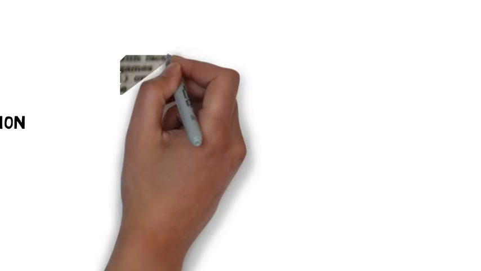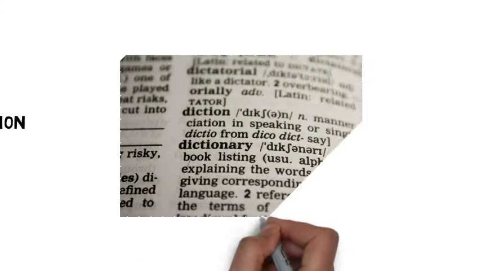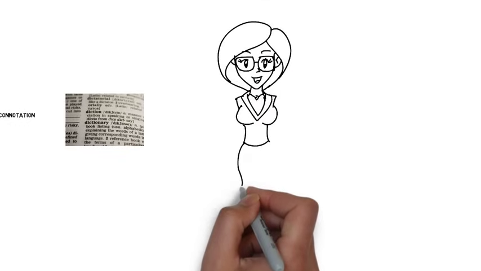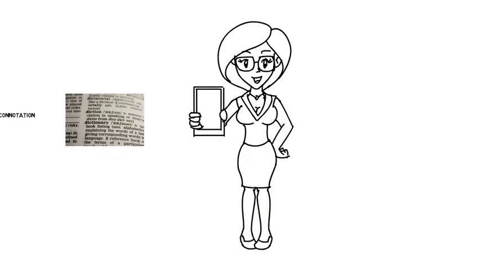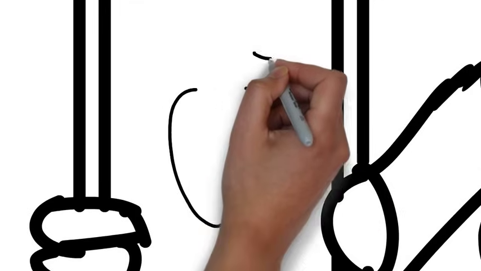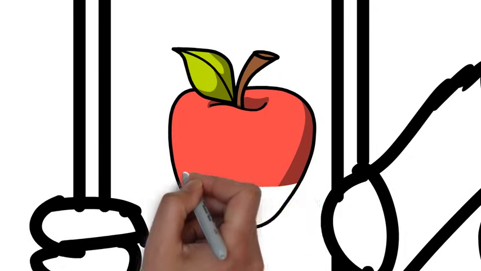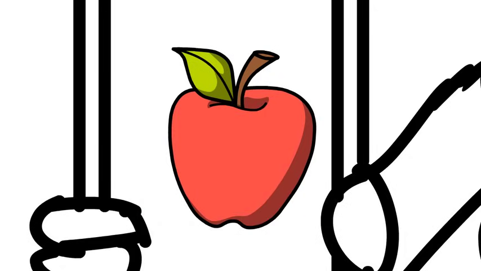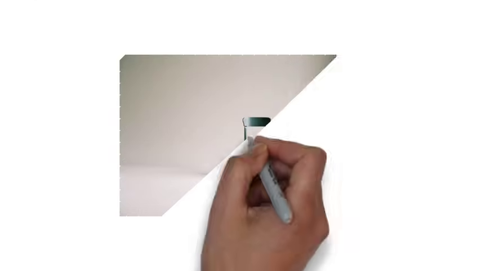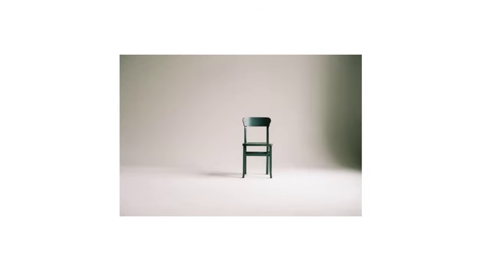A word's denotation is its dictionary definition. Take the word apple, for example. The dictionary definition or denotation of apple is, quote, the round fruit of a tree of the rose family, which typically has thin red or green skin and crisp flesh, end quote. If words only had a dictionary definition, interpreting text would be simple.